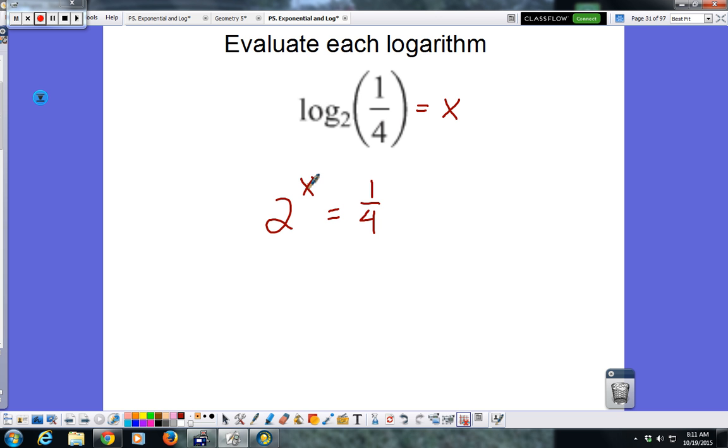As soon as you start raising this thing to negative powers, you're bringing it to the bottom of a fraction. Negative 1 would bring it to the bottom, that'd be 1/2. So x must be, anybody? Negative 2. Good. 2 to the negative 2 power, just a reminder: need a fraction bar, bring it to the bottom, it becomes 2 to the positive 2, so that would be 1/4.